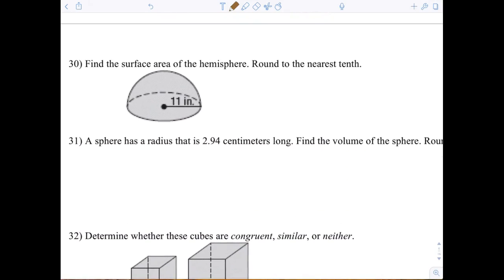Okay, surface area of a hemisphere. What's the formula? That's right, 3 pi r squared. 4 pi r squared is the formula for surface area of a sphere. When you cut it in half, you create another surface. That's why it's 3 pi r squared. All right? So your surface area is what? 363 pi inches squared. Good?